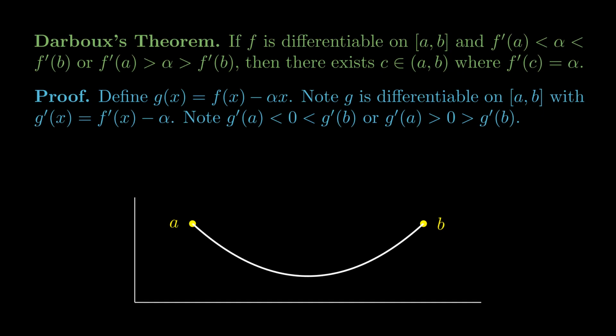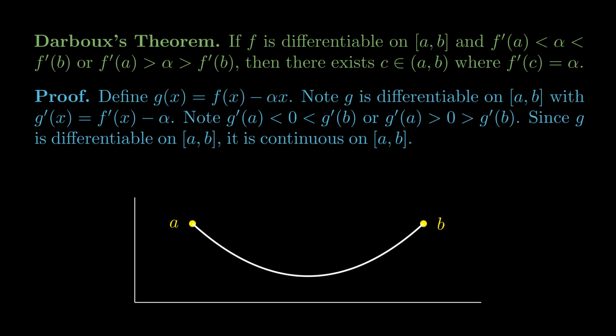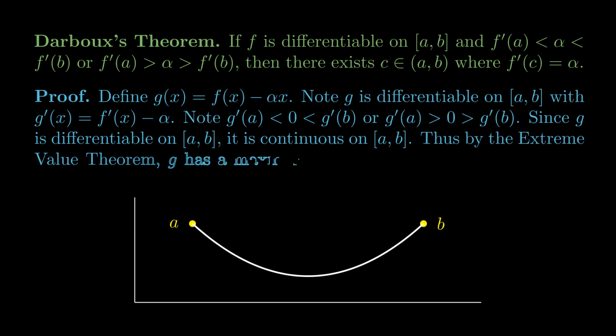To prove this, we'll be able to use our prior result, which gives the conclusion that the derivative is 0, but the hypothesis for that result was that our function attained either a max or a min value at some point in the interval. Since g is differentiable on the closed interval a to b, it's continuous on that closed interval, and thus by the extreme value theorem, it has a maximum and a minimum value. But in order to apply that previous result, we need either a max or a min in the open interval a to b. So we need to rule out the possibility that these are both on the endpoints.